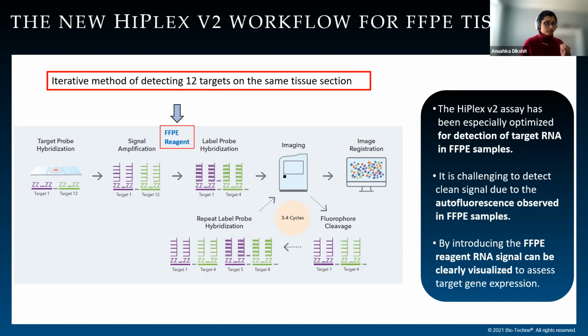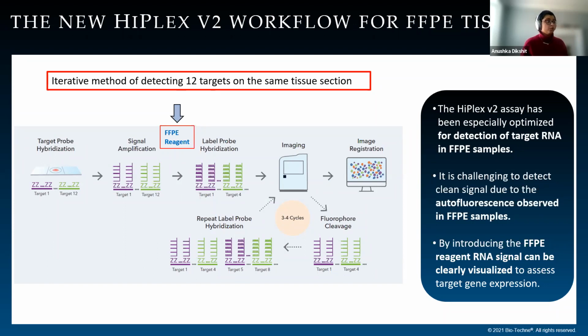And this was a very tall order, especially considering a lot of the autofluorescence issues that we experience with FFPE, and not just for ISH or in situ hybridization, but for IHC as well. And so our R&D scientists worked very hard to develop a reagent that helped us combat autofluorescence and provide very specific signal detection for our RNA targets.